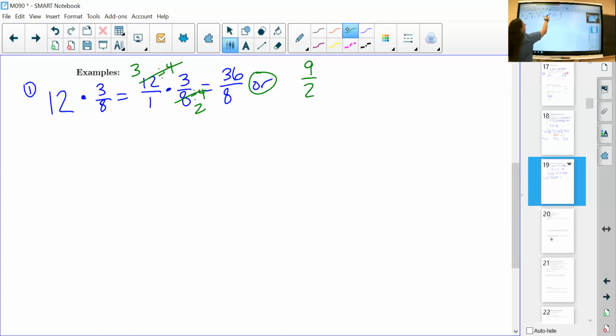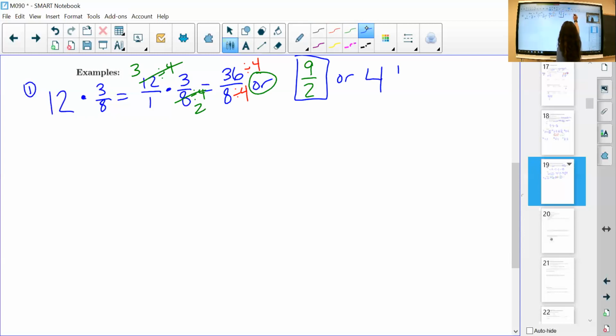Now, why didn't I get that here? I have 2 different looking answers. Well, remember, we were comparing fractions just a minute ago. 36 over 8 and 9 over 2 are the same because we can divide top and bottom by their shared common factor of 4. So our final answer, however we do it, is 9 halves, or we can turn it back into a mixed number. 2 goes into 9 4 times with 1 left over. So I like to see both answers unless it specifically asks for just one or just the other.